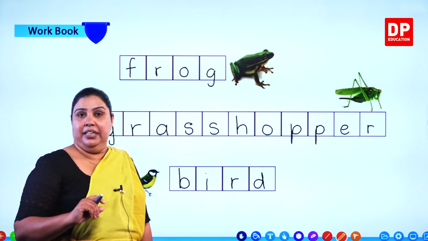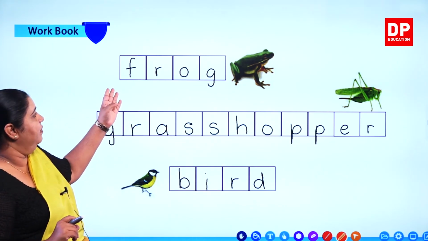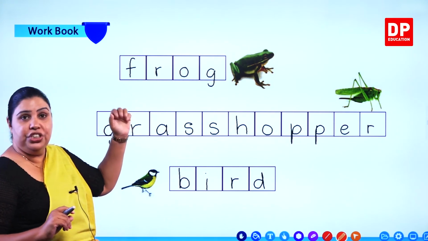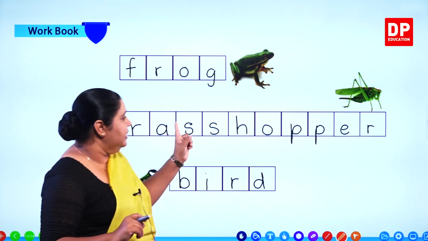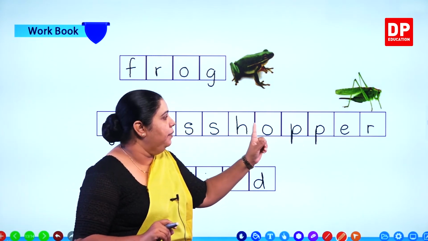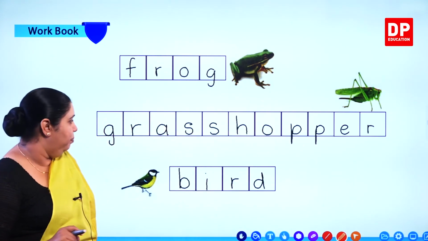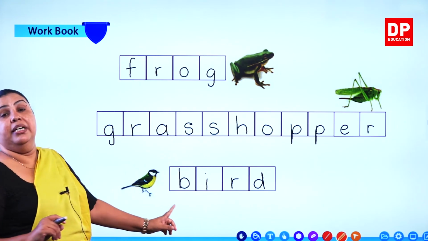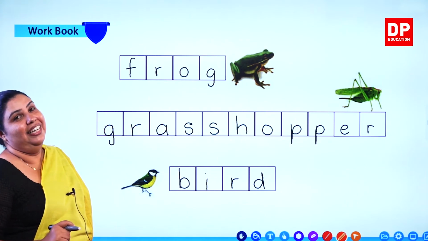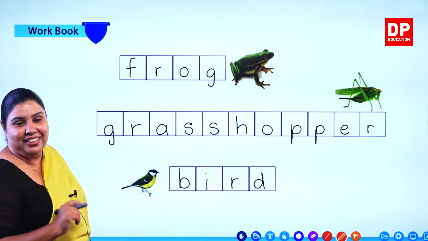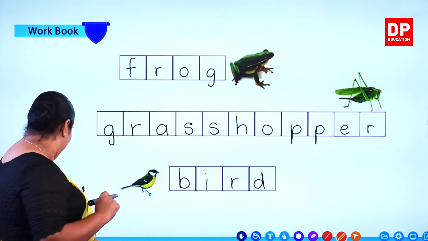B-I-R-D, bird. Okay? Now, first we have the word frog, F-R-O-G. Then we have grasshopper, G-R-A-S-S-H-O-P-P-E-R, grasshopper. Then we have bird, B-I-R-D. We have some more little animals who come to our garden. And they are, let's see, right.